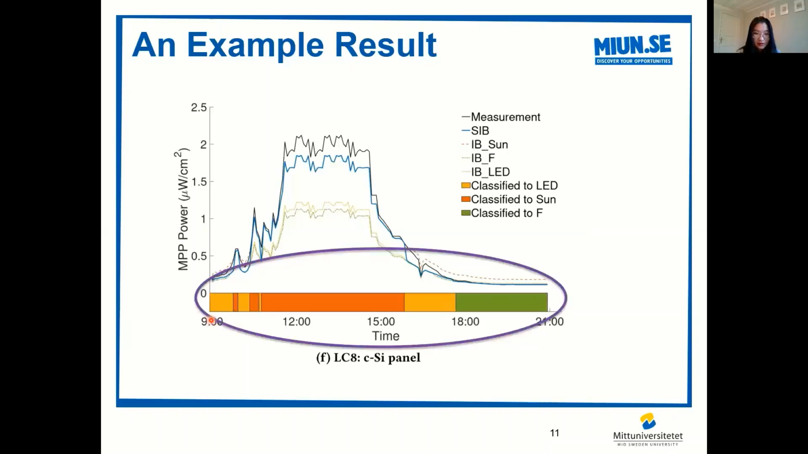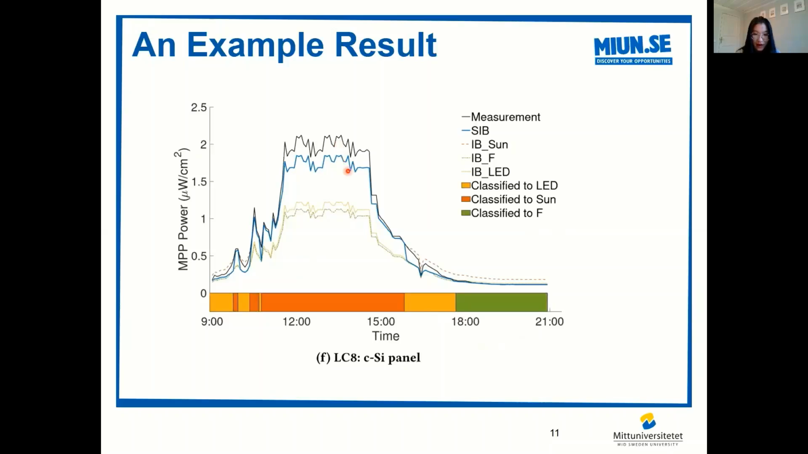We can see that the light condition of the whole day is classified into different light types, such as sunlight, mixed light, and fluorescent. If we have a look at the power curve, the black one is the measurement result, and the blue one is from our proposed power estimation method. The others are from the power estimation method that neglects spectral information.